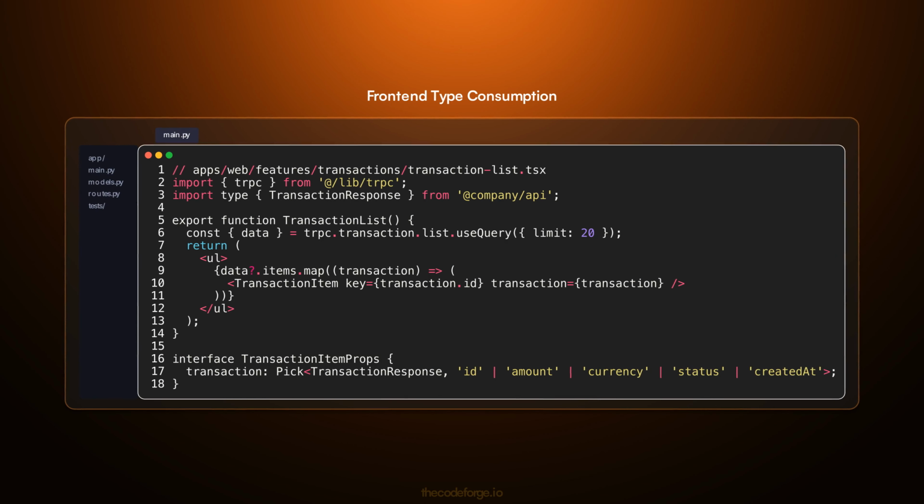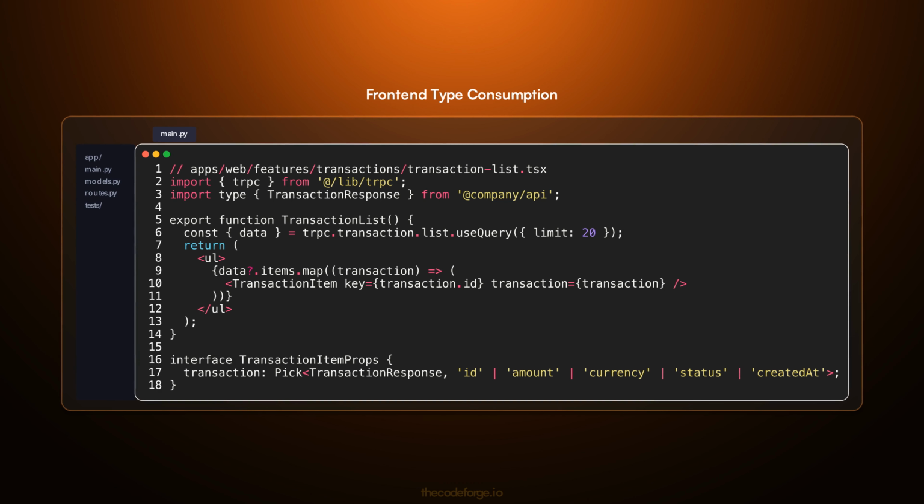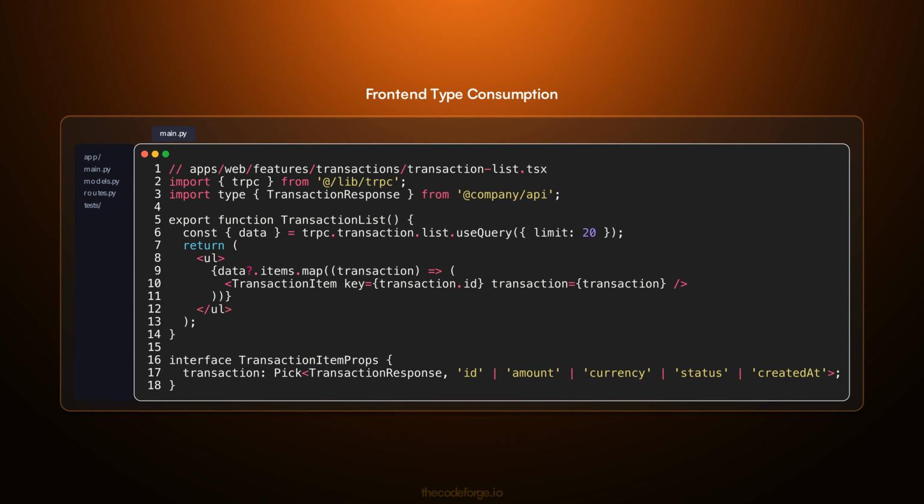Here's a front-end component that consumes types from the API. Notice we import transaction response from the shared API package. We never redefine it. We use pick to derive component props from the canonical type. When the API changes, this component will show a compile error.